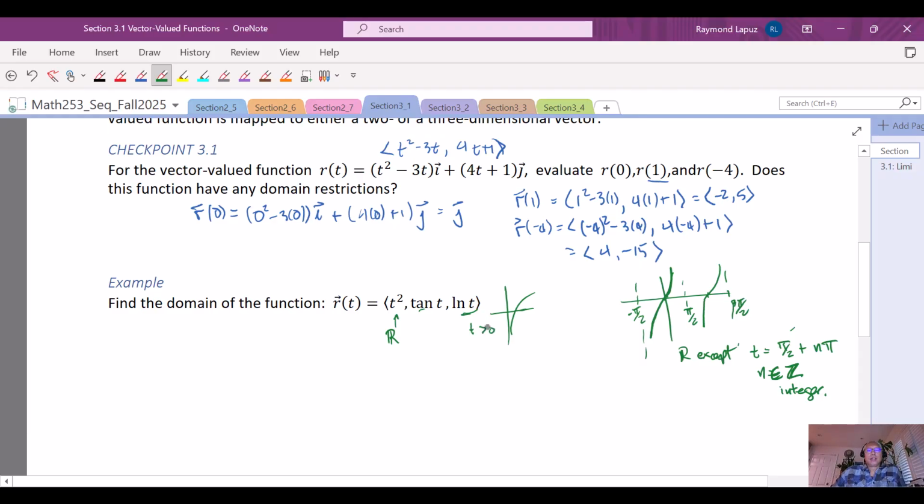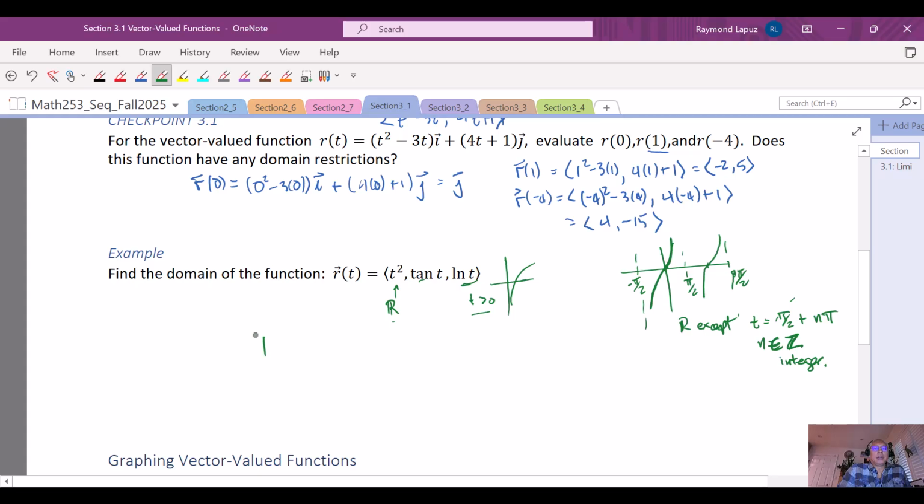Okay, so now we want to combine all these together. We will have all real numbers, okay? We'll have t is bigger than 0, so we know it's going to be t is bigger than 0, and then we have to eliminate all these pi over 2 multiples. So your domain here can be set as t bigger than 0, and t does not equal pi over 2 plus n pi.